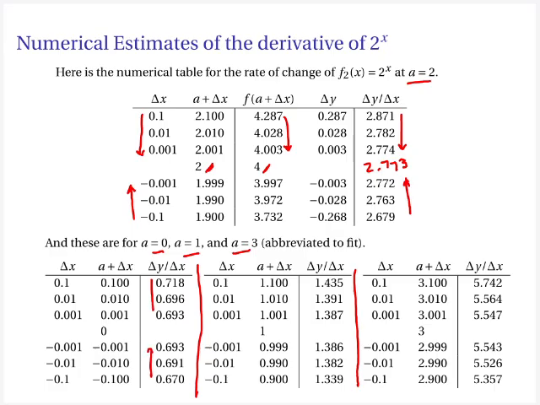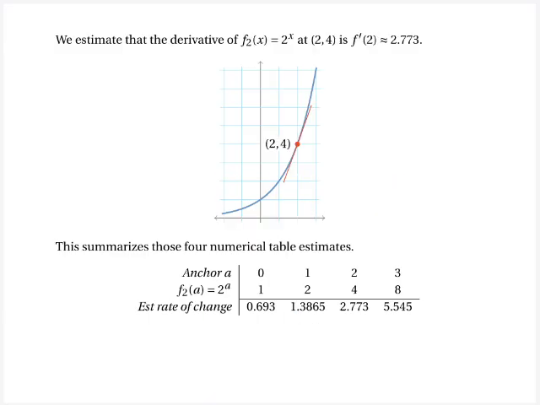The delta y over delta x's converge to a number. So on the next slide, I'm presenting some numerical evidence, and it's on the basis of these 4 tables. Okay, so we have some numerical evidence for what the rate of change of the function y equals 2 to the x is. And on the previous slide, I had 2.773 for a equals 2.